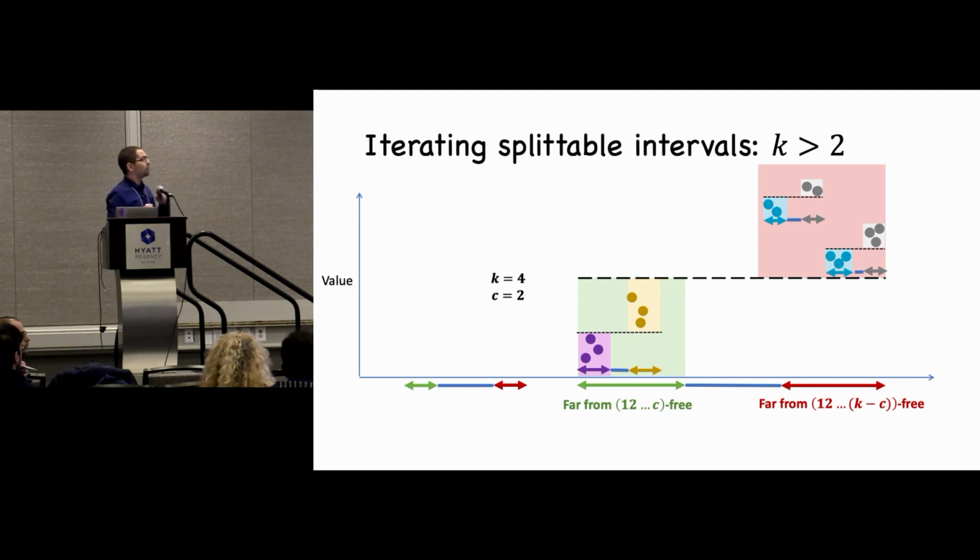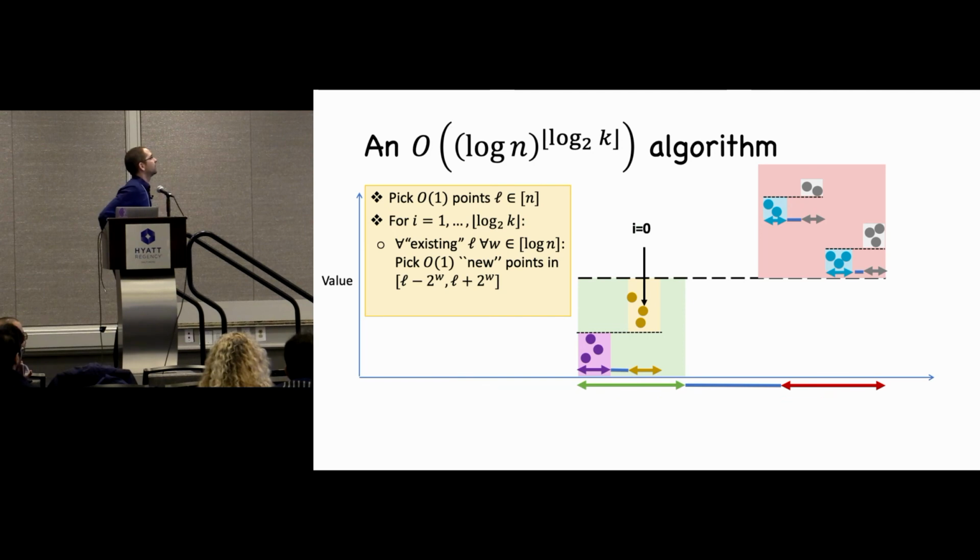And it turns out that this kind of structure can be exploited to find increasing subsequences with log n to the log k query complexity. Okay, let's see why. So the algorithm is quite simple, actually.